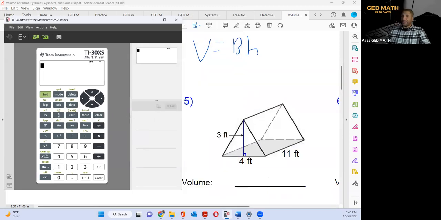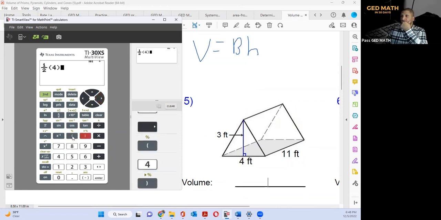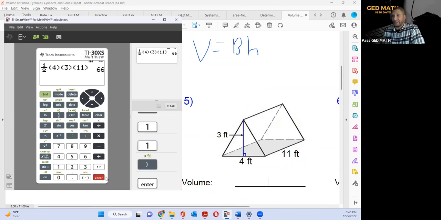Watch this. So my base is the 3 times 4. The area of a triangle is 1/2 the base times the height, right? So I'm going to do 1/2, the base is 4, the height is 3, times the height, 11. Done. That's my area, 66. I mean, that's my volume, 66. So my answer would be 66 feet to the 3rd power, or 66 cubic feet. Volume is always to the 3rd power, or cubic.